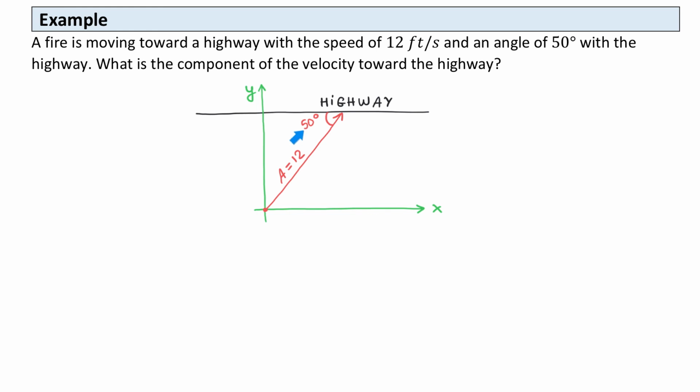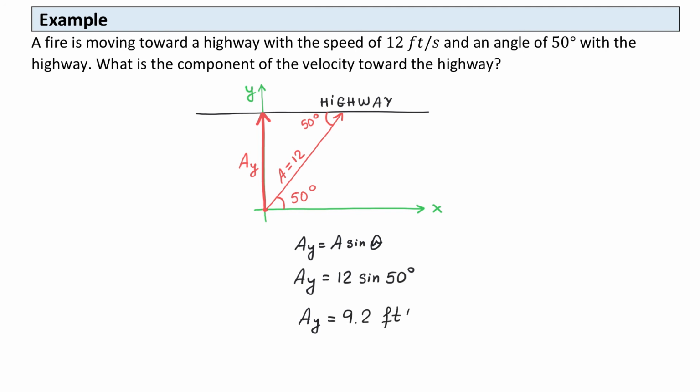Then, if this angle is 50 degrees, then this one will also be 50 degrees because they are alternate interior angles. And now to find the component of the velocity toward the highway means to find the vertical component of this vector. We will call this vertical component A sub y. Then A sub y equals A sine of theta, or A sub y equals 12 sine of 50 degrees. Then A sub y equals 9.2 feet per second. So we can say that the velocity of the fire toward the highway is 9.2 feet per second.